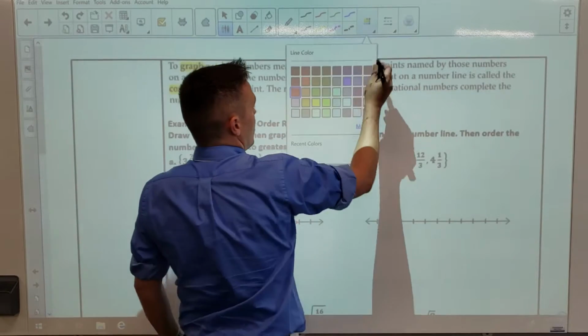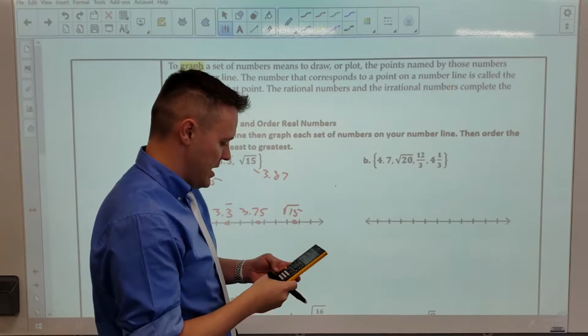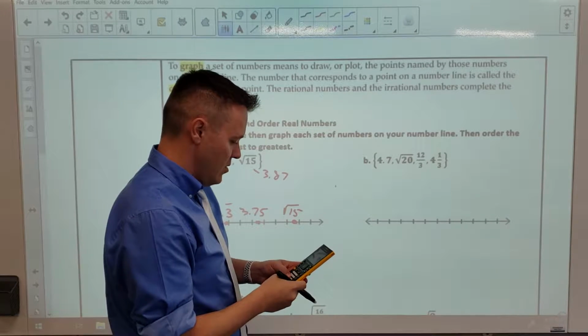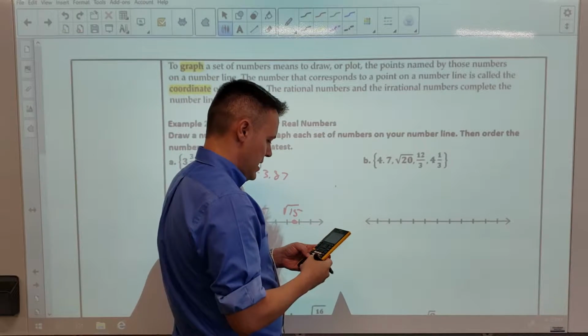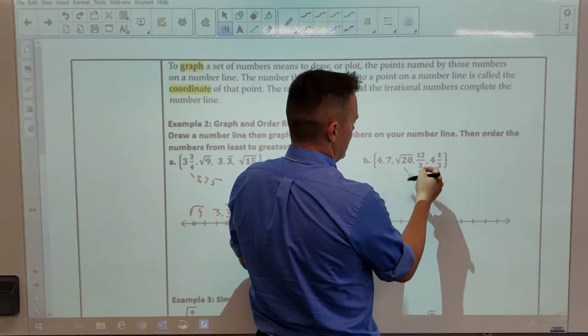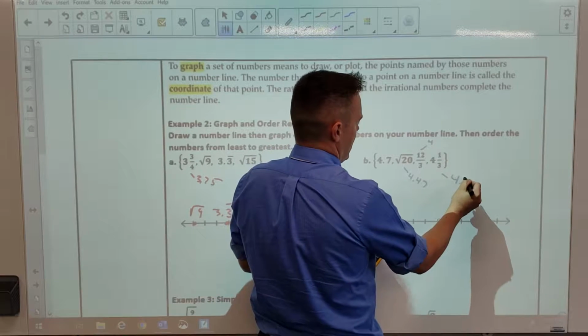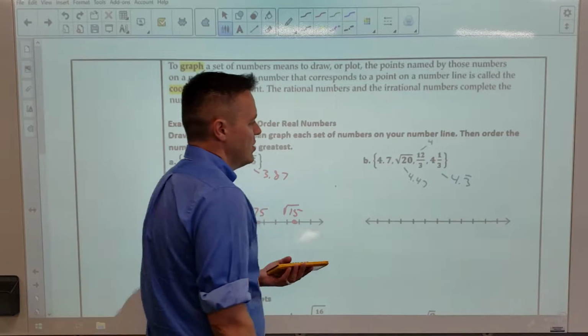Next on the sequence board, we have 4.7, square root of 20. I have no idea what that is. Square root of 20 is 4.47. Okay, this would be 4, and then you have 4 to the third, which would be 4.3 repeating. So now I know my setup.